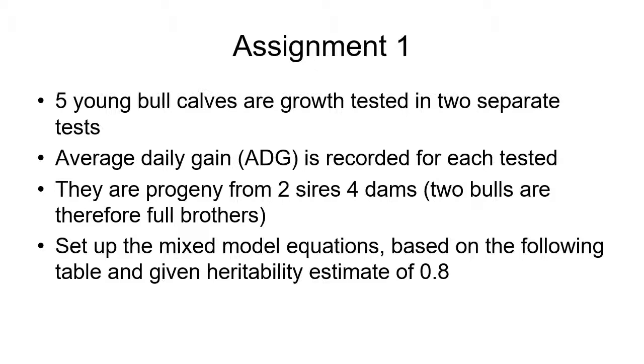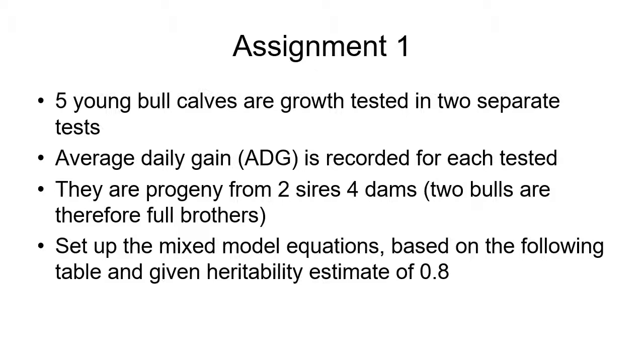So you will see when we look at the columns or the observations that 2 bulls are full brothers. So what you need to do is to set up the mixed model equations, and we will then look at the table on the next slide, and the heritability estimate for average daily gain, or ADG, is 0.8 or 80%. So you need to construct alpha from the knowledge that the heritability estimate is 0.8.